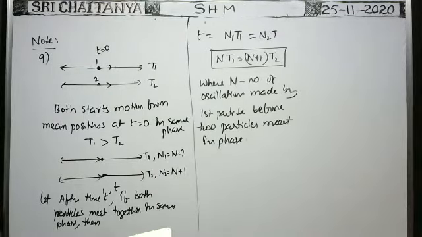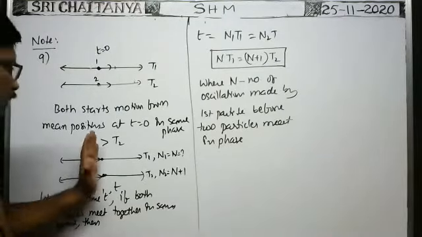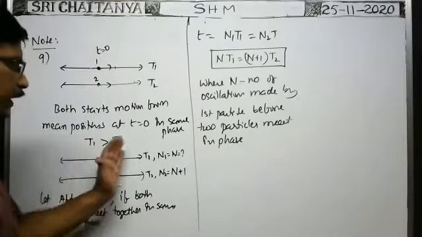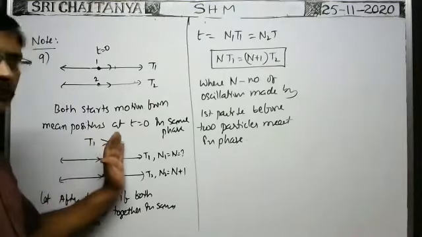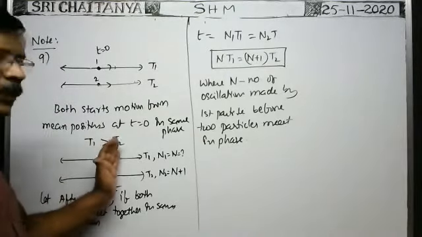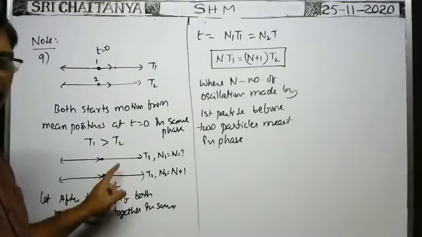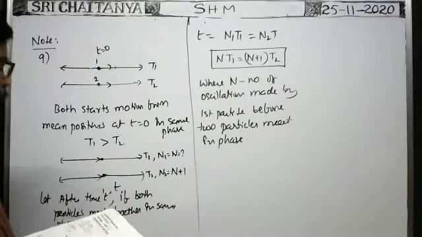Okay, Manoj, how is it correct, only one? Here both start motion from the same place. So while moving in this direction, at a certain position they meet together. While coming back they meet together. Only one oscillation is different compared with the other. Okay. Next.